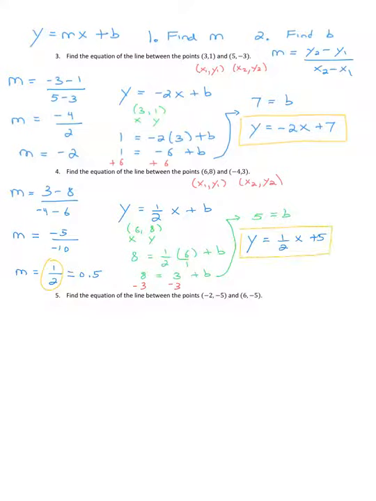Okay, last one here. So for these 2 points, I'll do, again, x1, y1, x2, y2, and I'm going to figure out my slope. y2 minus y1 is negative 5 minus a negative 5, so negative 5 minus a negative 5 all over x2 minus x1, which is 6 minus a negative 2.